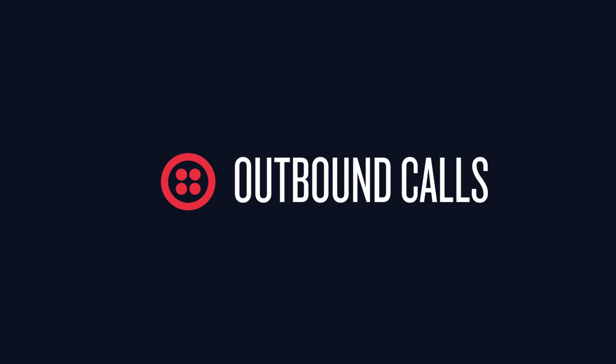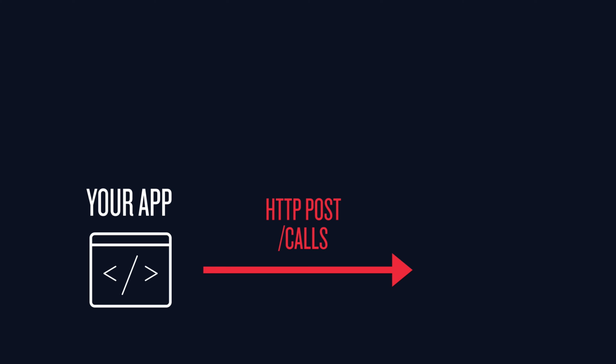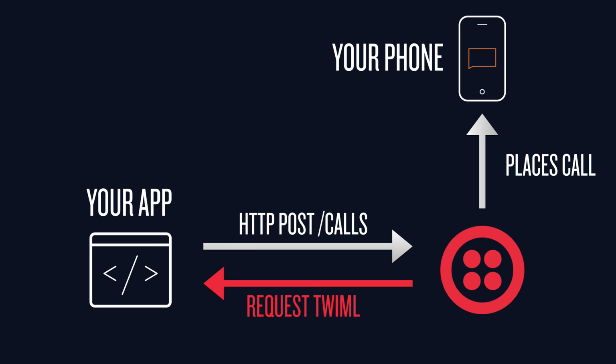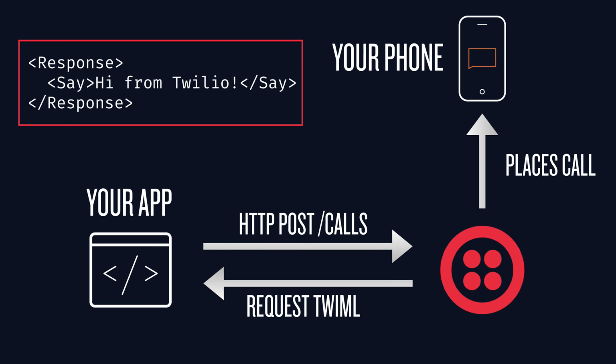Here's how outbound calls work in Twilio. Your application makes a post request to Twilio, and Twilio places a call to your phone. When the call is connected, Twilio requests some TwiML from your application. If the TwiML looks like this, then Twilio speaks some text to your phone. Let's write some code to make that happen.